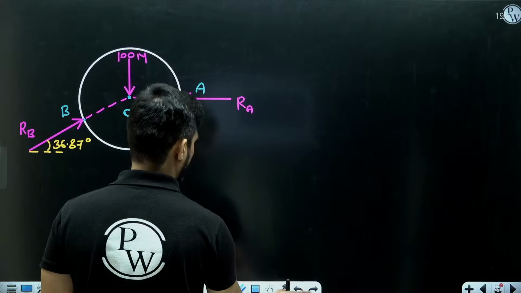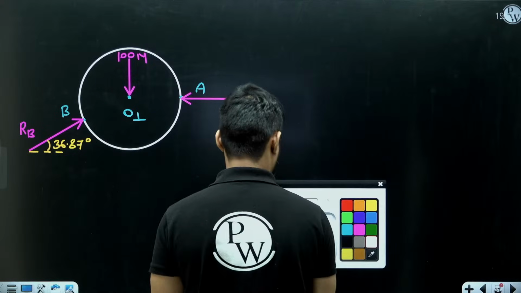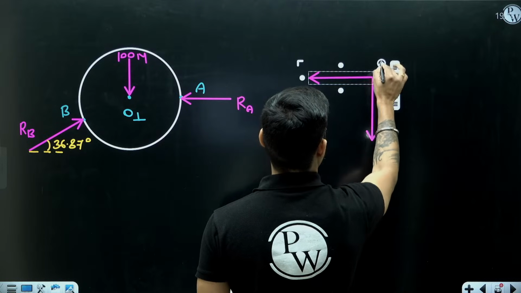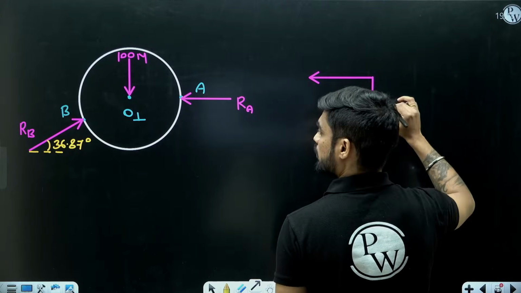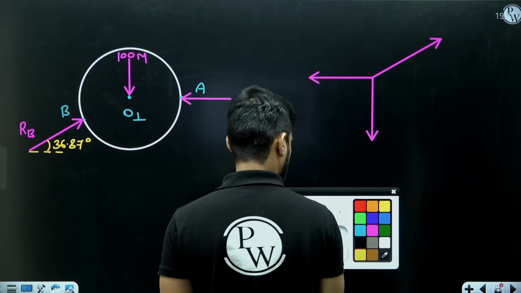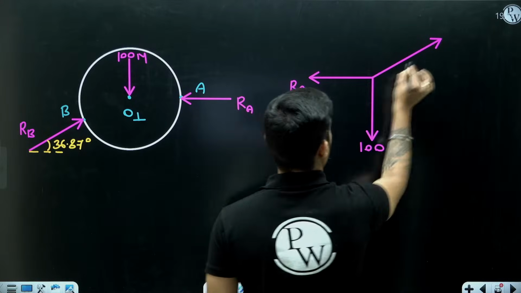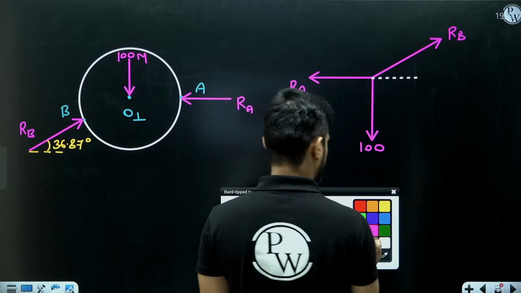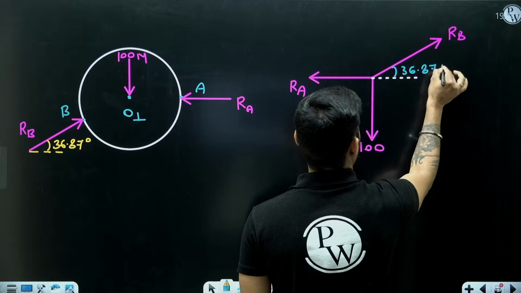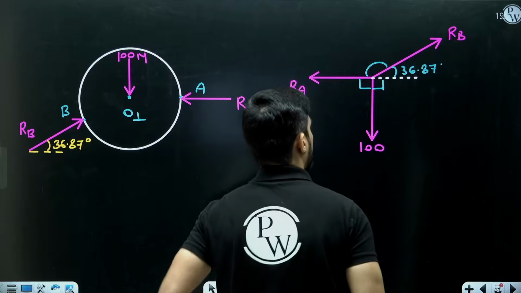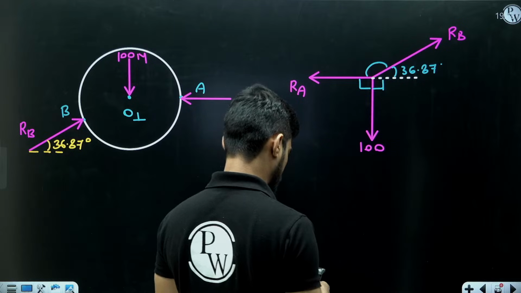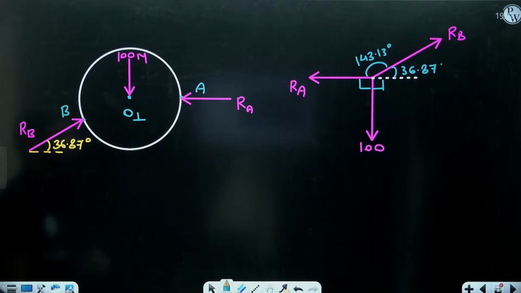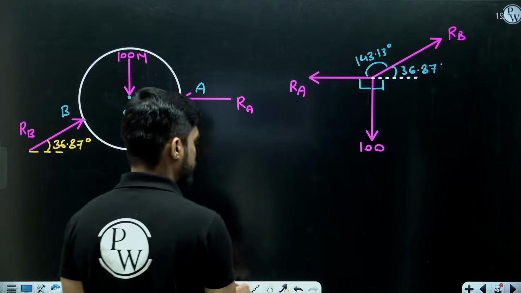Let me draw a simple diagram for you so that you can understand. This is 100 Newton. This is RA. And this is RB. So this angle is 36.87. This is 90. This is 90. This will be 180 minus 36.87, means 143.13 degree. So now I can find the value of RA and RB by applying Lami's theorem.